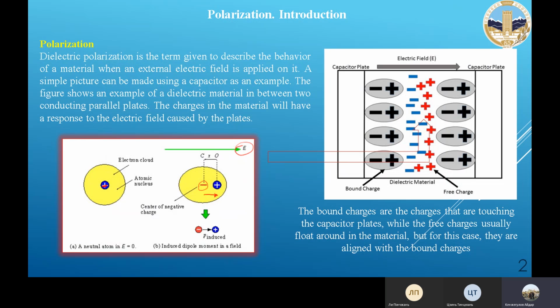Dielectric polarization is a term given to describe the behavior of a material when an external electric field is applied on it. A simple picture can be made using a capacitor as an example. The figure below shows an example of dielectric material in between two conducting parallel plates. The charge in the material will respond to the electric field caused by the plates.